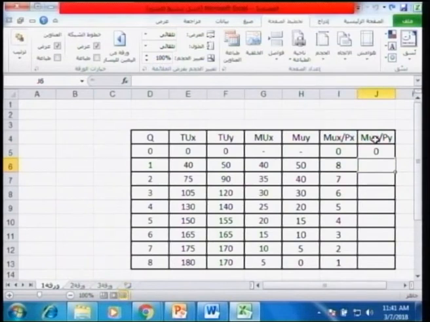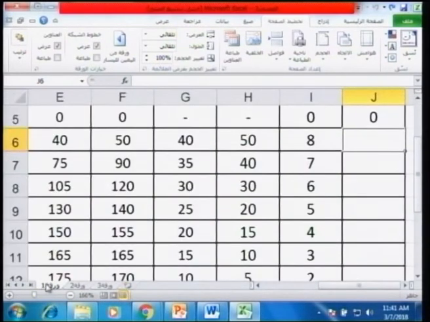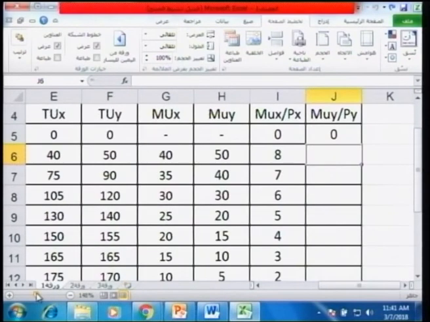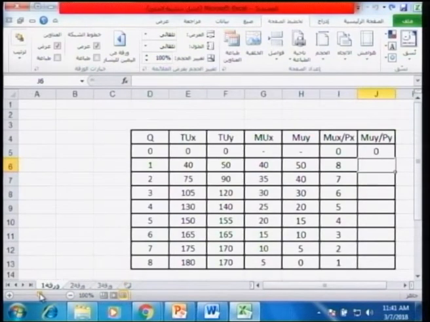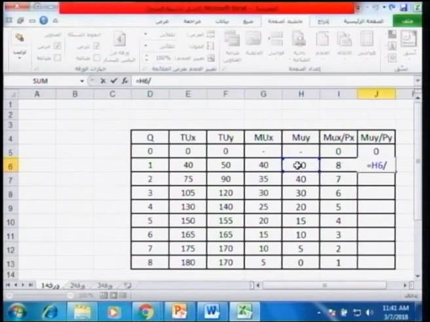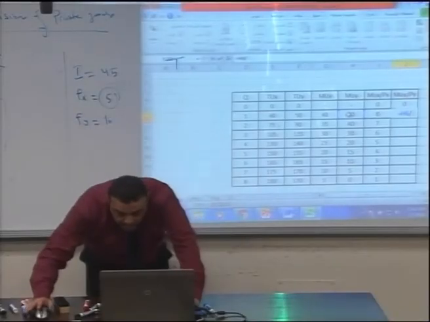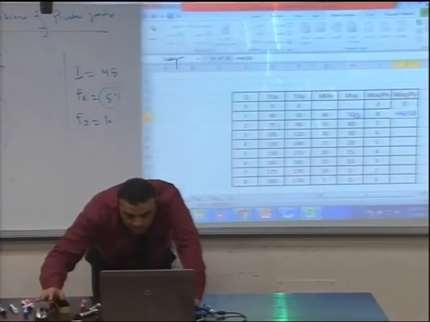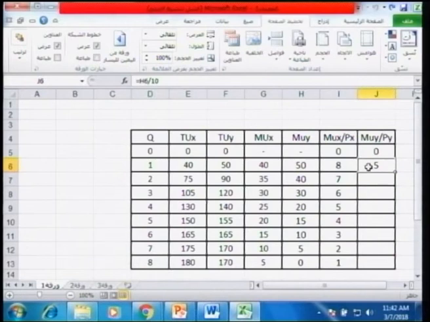Equals MUY 50 over how much is the price of Y? 10.